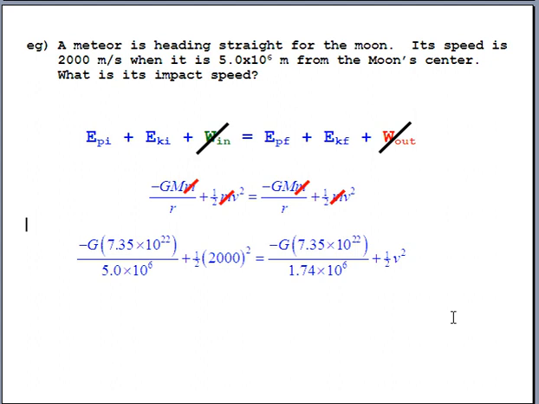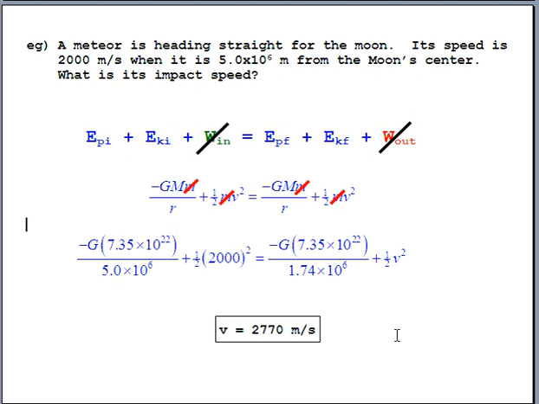It's quadratic, so you get the v squared by itself and take a square root. This 1.74 number, just the moon's radius, right off the formula sheet, and the 735 is the moon's mass, right off the formula sheet. And we're done. This thing ends up going almost another kilometer per second, gets up to 2.77 kilometers per second by the time it's going to impact the moon.